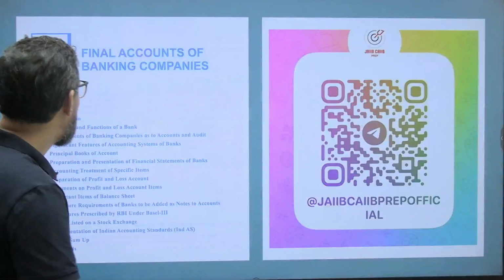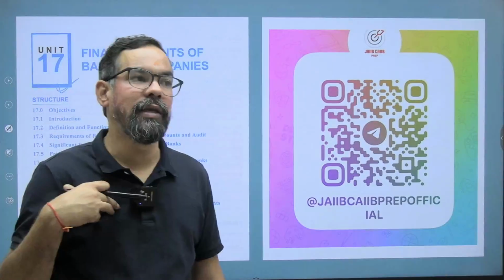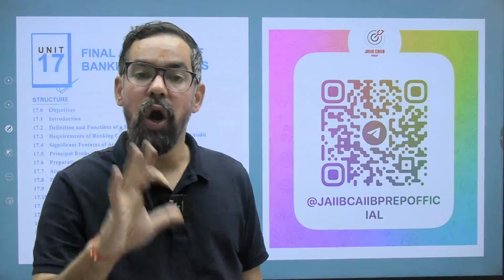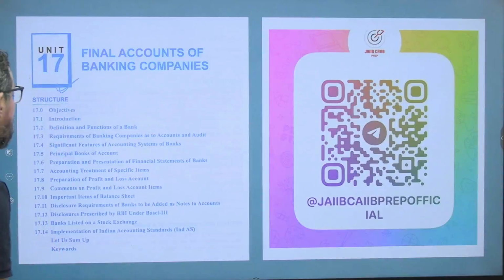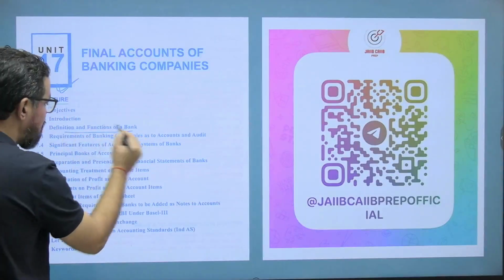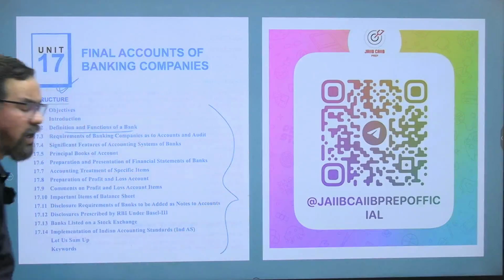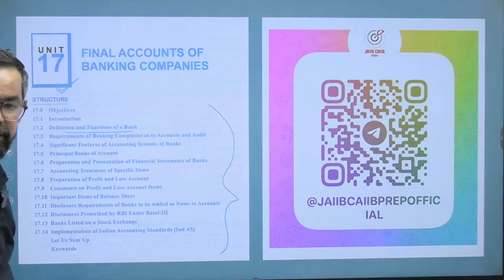Next one, unit number 17. Very simple one again. So final accounts of a banking company. When it comes to banking companies, they need to prepare their final accounts as per section 29 of the BR Act 1949. So accordingly, they have to manage these things, right? So definition and function of bank, there are so many things. Again, on an average 2 to 3 marks questions are based on all this, right?